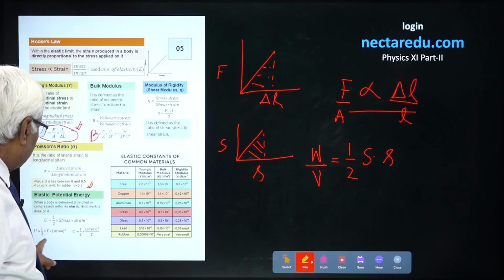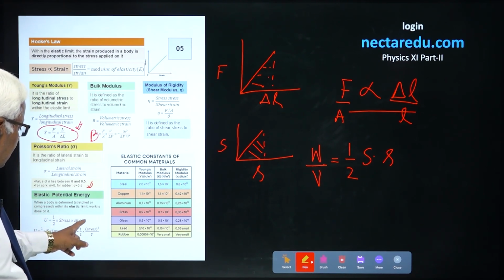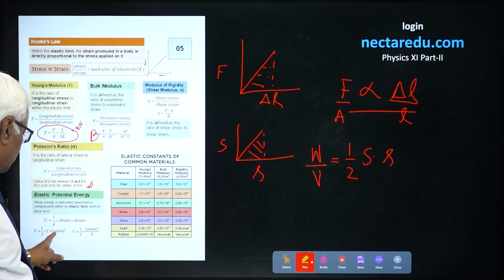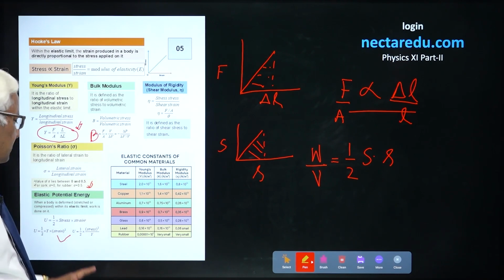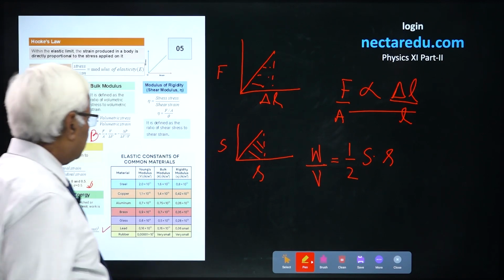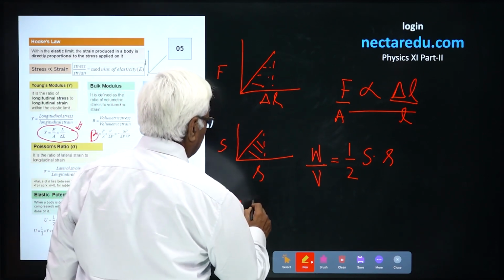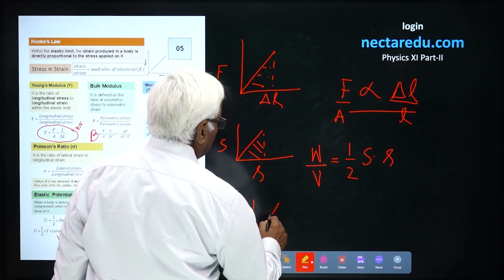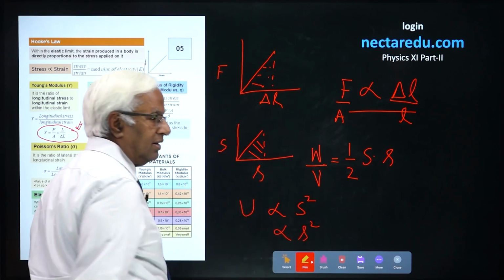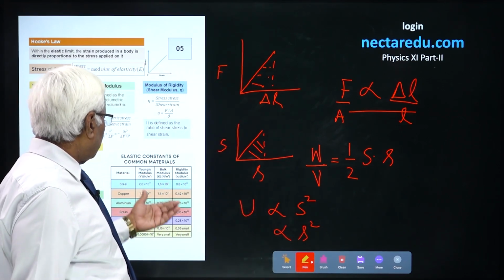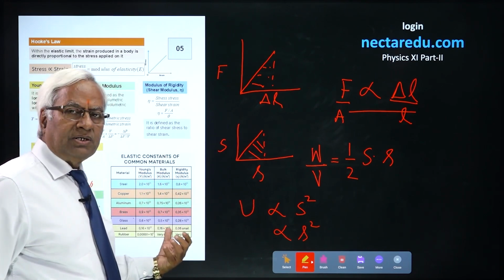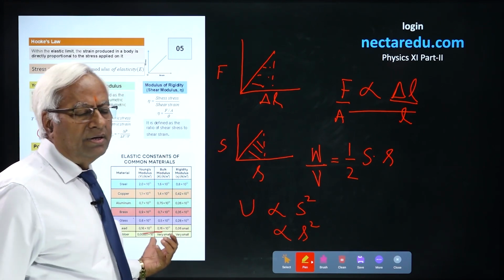Now it could be changed by multiplying it by strain. In the numerator and denominator, if we multiply by strain, we will find strain square. And if we multiply by stress in numerator and denominator, it will be stress square. This is an important result, that elastic potential energy per unit volume depends on stress square, and also depends on strain square as well. The values for steel, copper, aluminum have been given for Young's modulus, bulk modulus, shear modulus for your ready reference. You can refer through all.